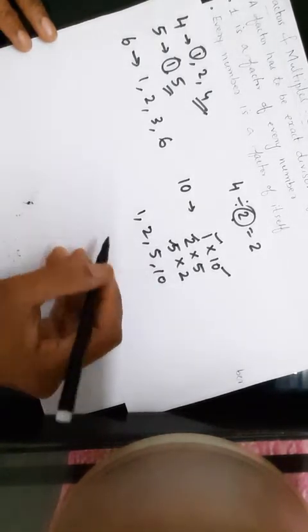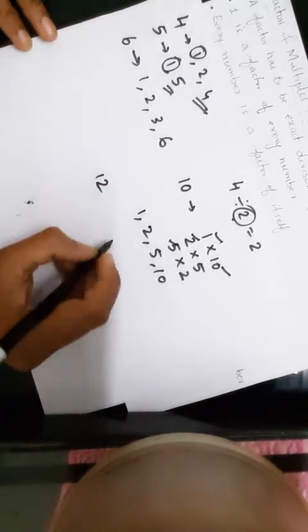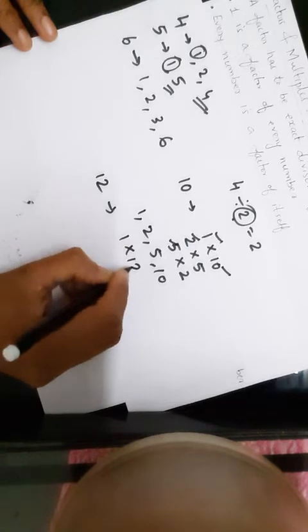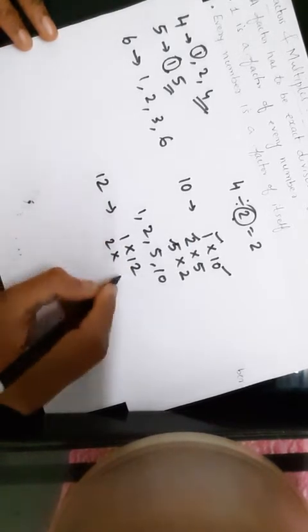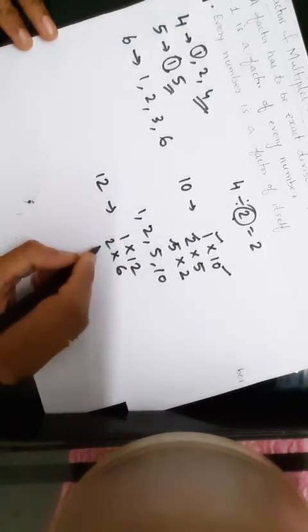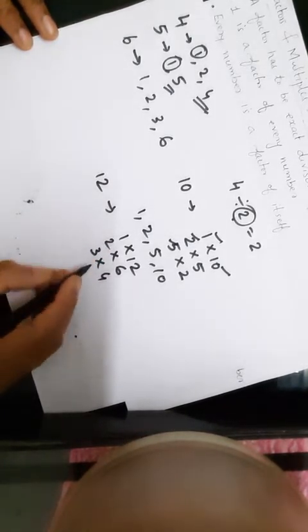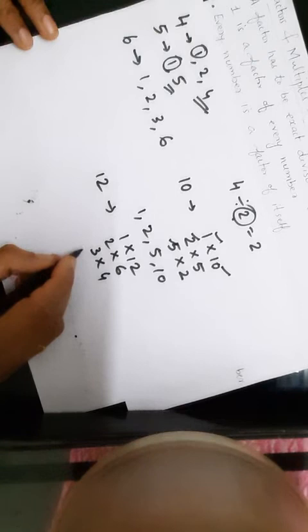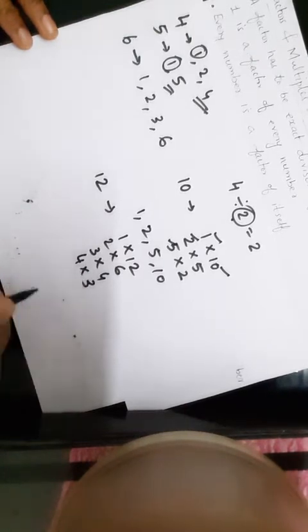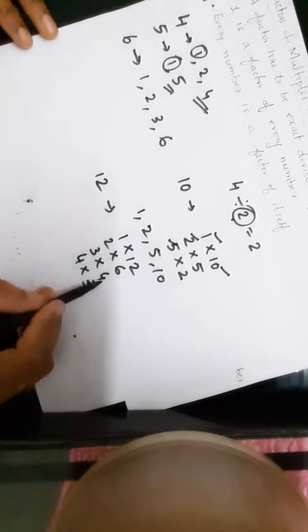Now, if we have to write the factors of 12, we can write like this: 1 into 12. 2 into any number is 12? Yes, 2 into 6. 3 into any number is 12? Yes, 3 into 4. Next 4. 4 into any number is 12? Yes, 4 into 3. Now here you can see 3 into 4, 4 into 3.